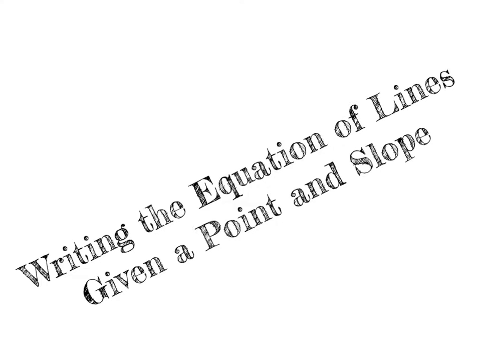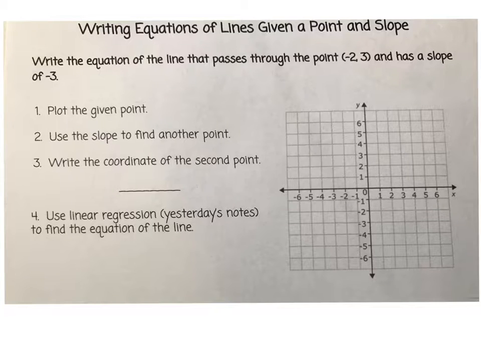So today we're going to build off of what we did yesterday. We're going to be writing the equation of lines given a single point this time, a point and the slope. A lot of what we have to do today is what we did yesterday. We're just going to have to work to get that second point. I give you the step-by-step here just so you know. So we're going to plot the point that we're given.